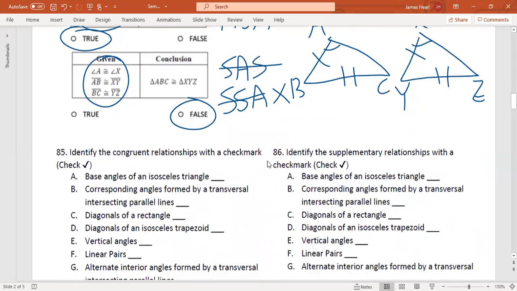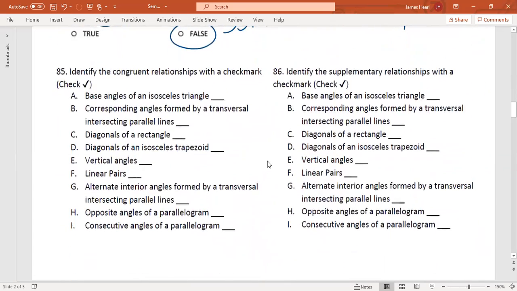See, for 85 and 86, we're going to do these two together. It's the same list, A through I. For 85, it's all the ones that are congruent relationships, while 86 is all the ones that are supplementary. So base angles of an isosceles triangle would be congruent. Corresponding angles from parallels are congruent. The diagonals of a rectangle are congruent. The diagonals of an isosceles trapezoid are congruent.